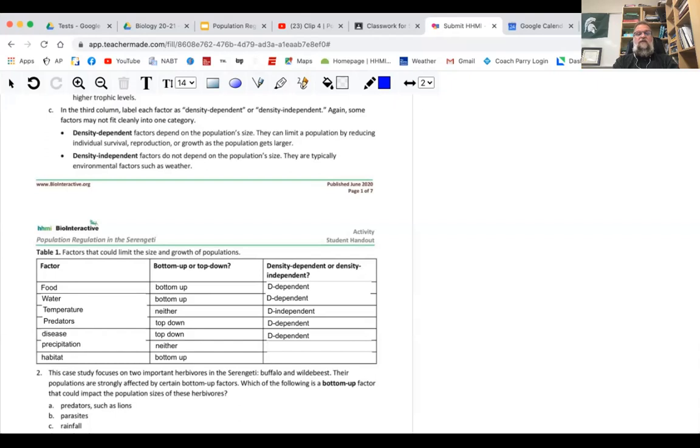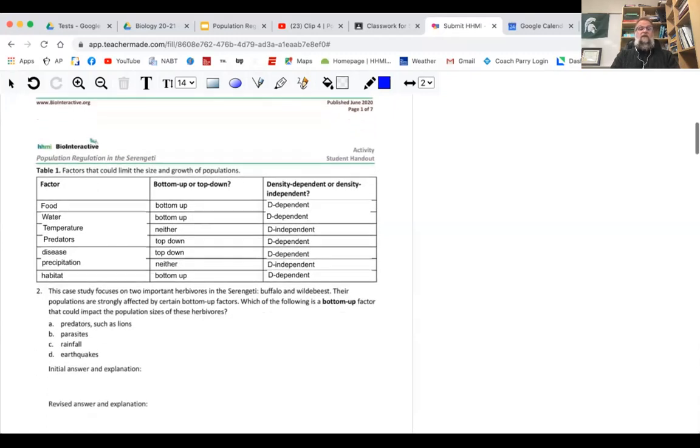Precipitation, the density of population is not going to make it rain more or make it rain less. That is an independent factor. And habitat, that's going to be density dependent, because if you have a dense population, there's more need for more habitat. If you have a less dense population, there's less need for habitat.